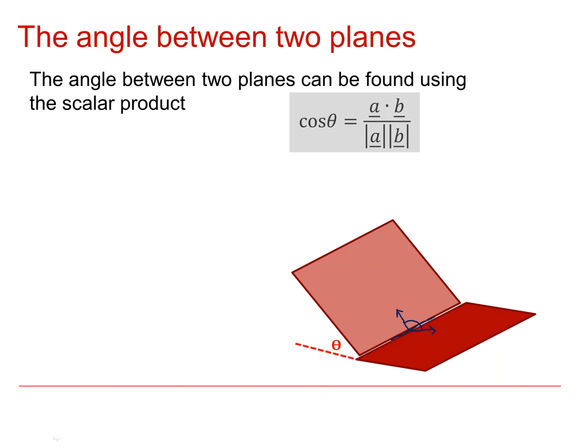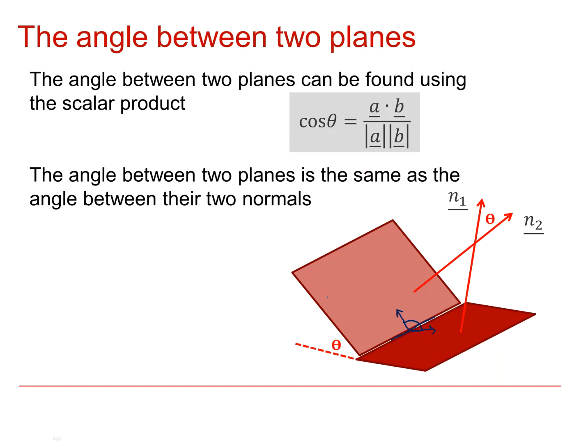Fortunately, there's a much easier way. The angle between the two normal vectors is the same as the angle between the two planes. The normal vectors are easy to find from the Cartesian equation of the planes. So we simply find those two vectors and work out the angle between them.